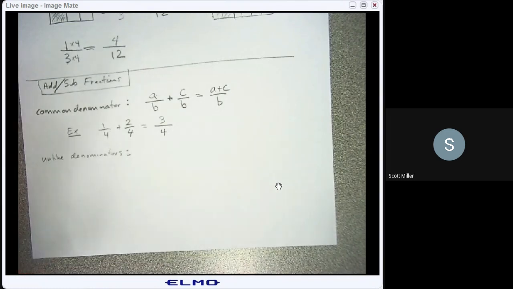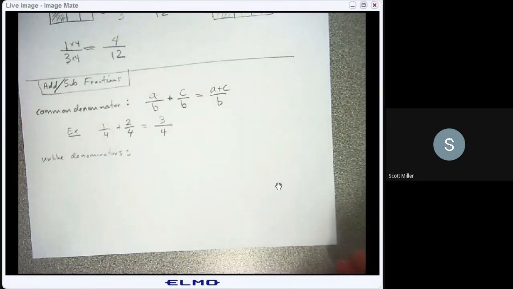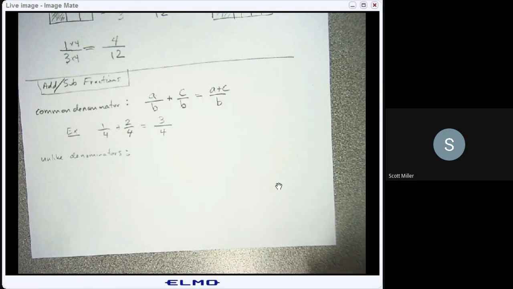If I have unlike denominators, I need to find the common one. I need to make them the same. Okay? I need to make them the same size. So I'm going to need to recut one or both of those fractions into a new fraction, an equivalent fraction, so that the bottom numbers are the same, and then I can use this rule. That's how you do fractions.